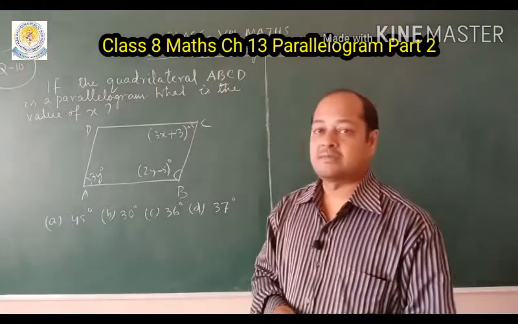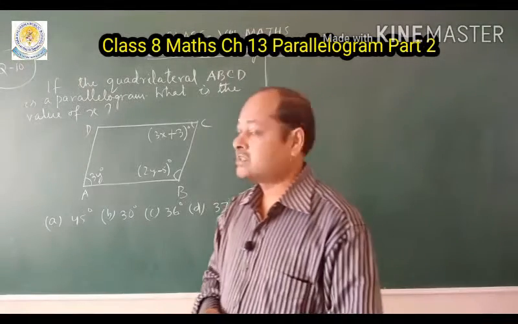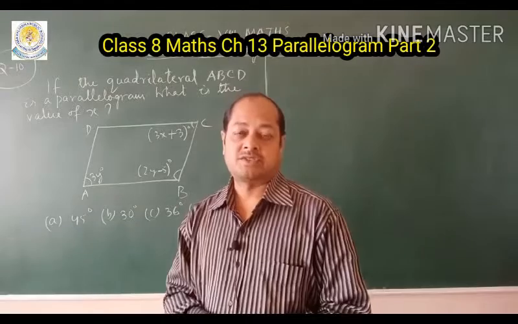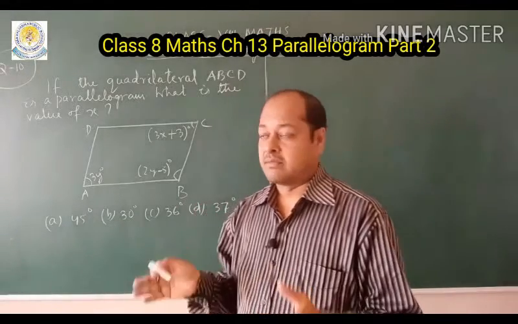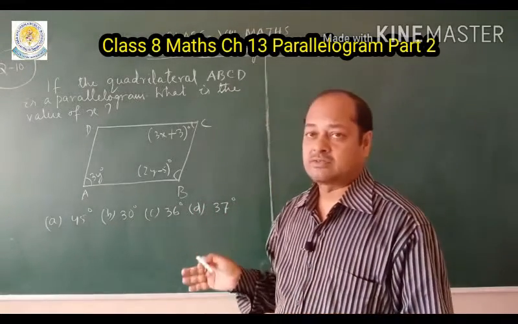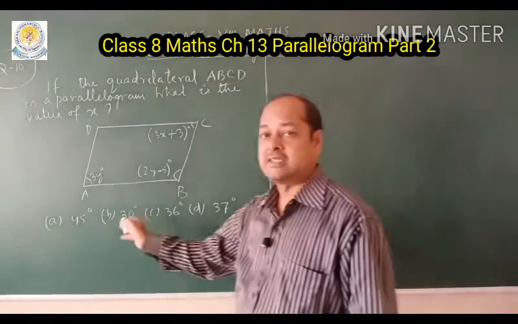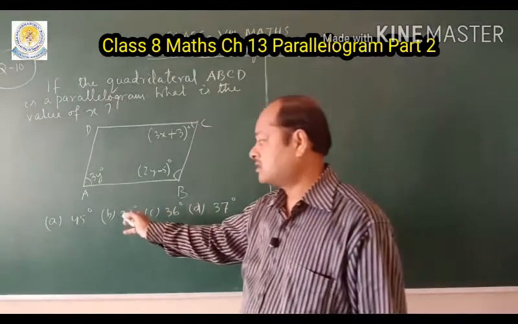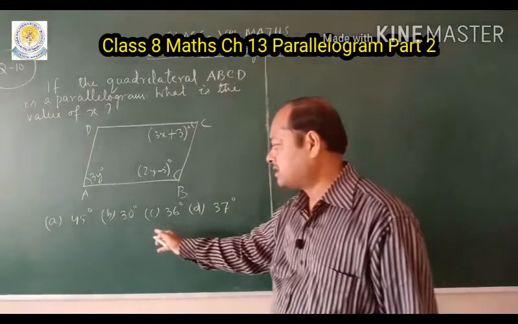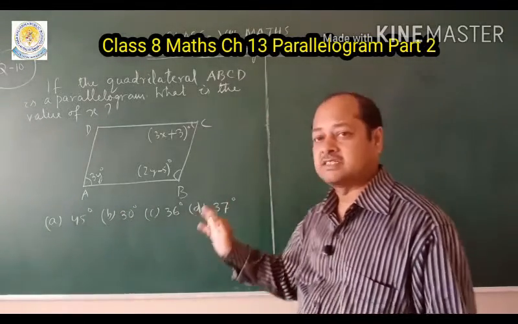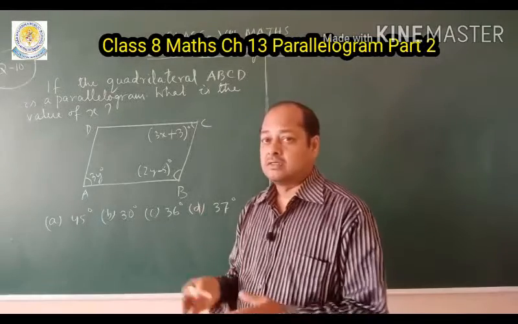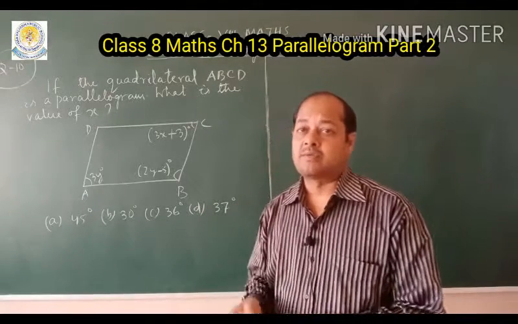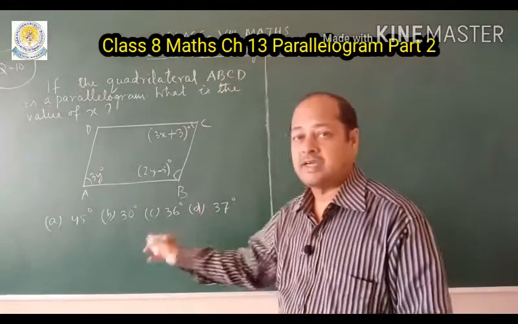So look at question number 10. It is a multiple choice question, so we have to solve and find the answer from these four options. A is 45 degree, B is 30 degree, C is 36 degree and D is 37 degree. The answer is given in your book, but we have to solve this problem and find out the answer.